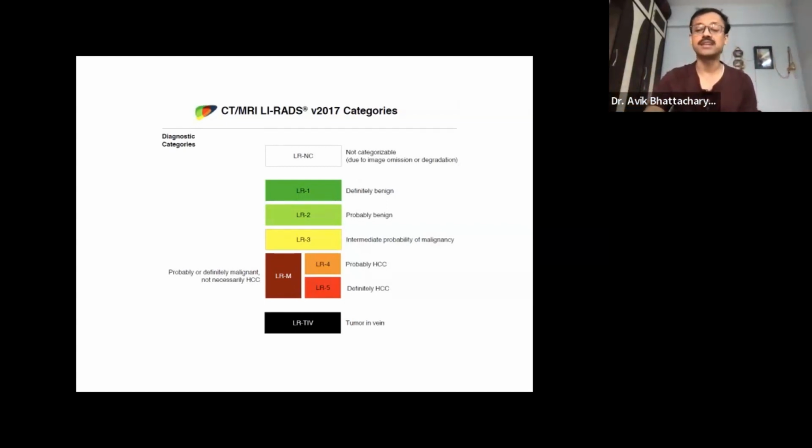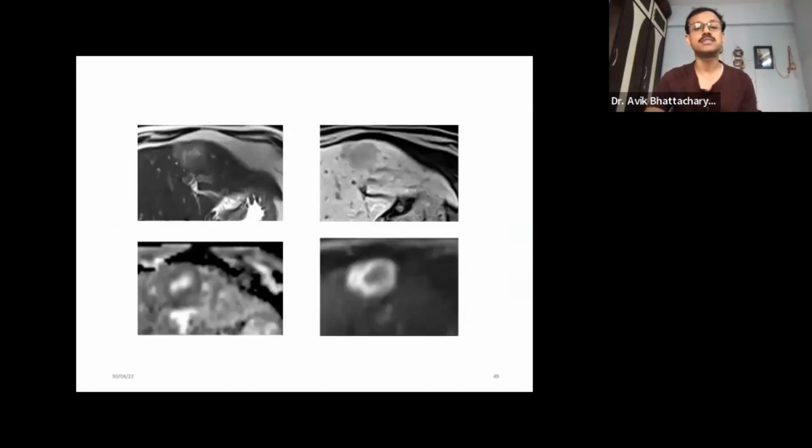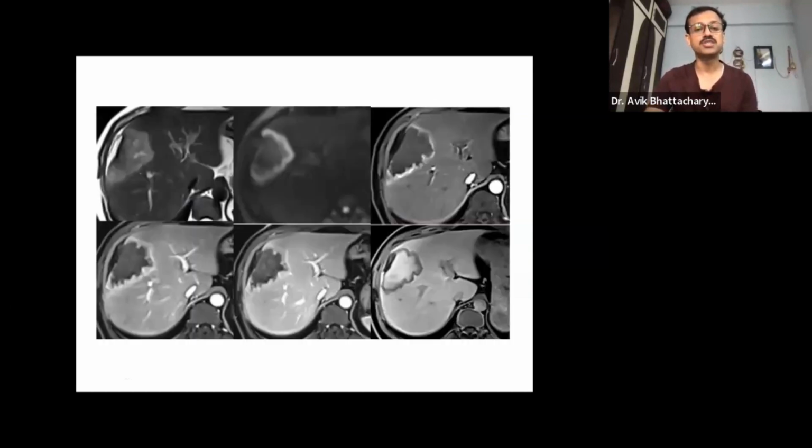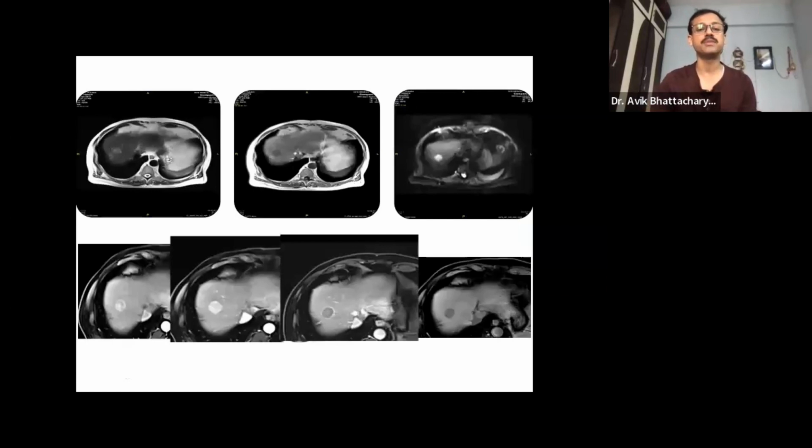I'm not going into that. I would just tell you a simple thing. I'll just show you these 2 pictures, one of hepatocellular carcinoma and one of intrahepatic cholangiocarcinoma. These 2 lesions are the most commonly encountered malignant lesions which we should bother about in a cirrhotic patient, right?